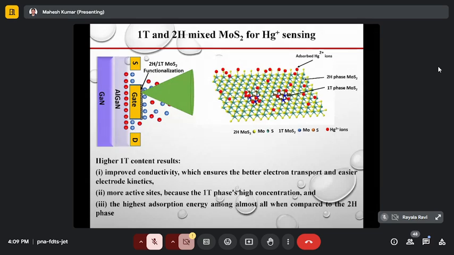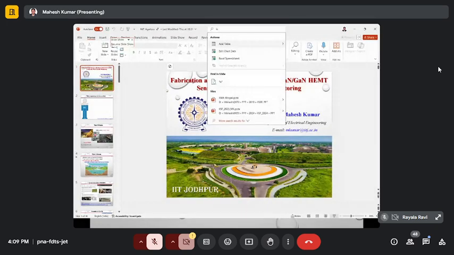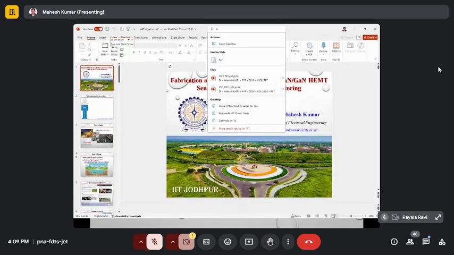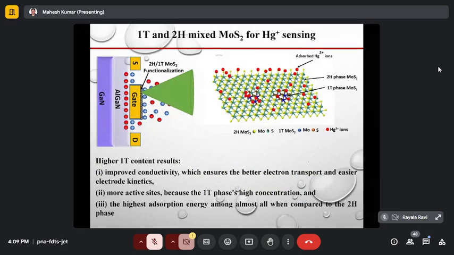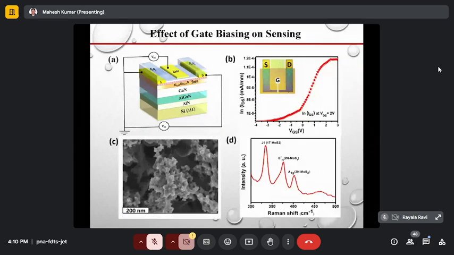So what we have done next, in MoS2 we have grown the mixed type. In the previous case, if you see, we have taken only the 2H phase, but here we have taken a mixture of 1T to improve the conductivity of this material. So we have taken both 2H and 1T mixed phase, and we have grown this by hydrothermal. Just by varying the parameters, we can grow either the 2H, 1T, or the pure mix. So we have used this mixed phase.